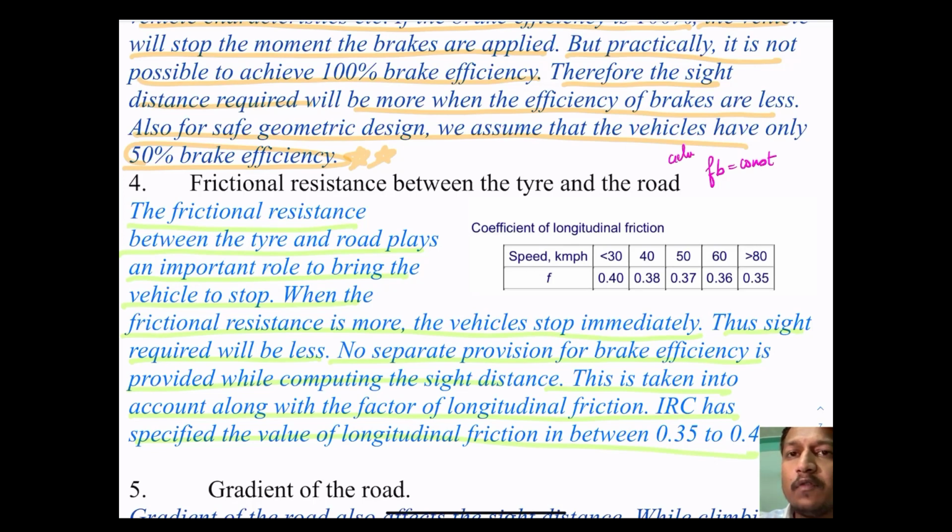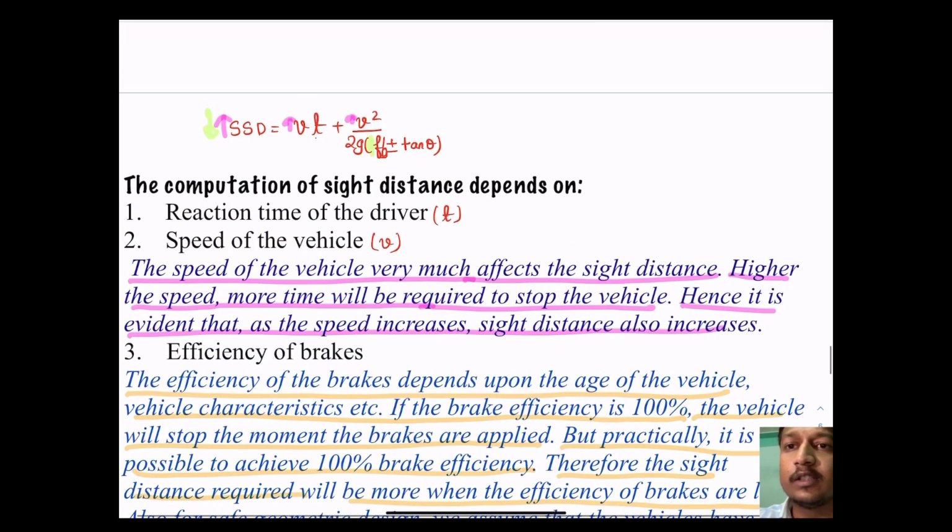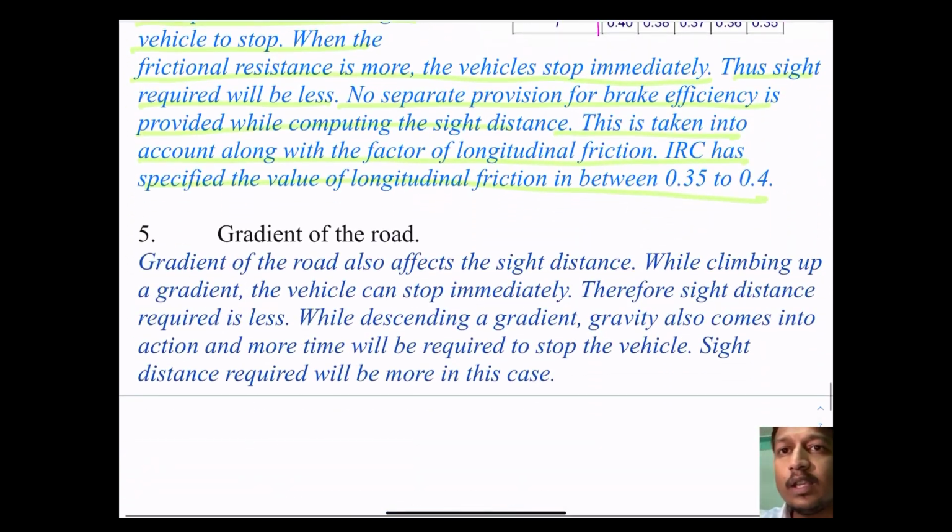Actually, the value of f is not taken ideal, it is multiplied by the braking efficiency. So whatever value I have written here, 0.35, or I showed you earlier also, 0.35 to 0.4, that is actually the f into b value. So the actual value of f: f into 0.5 is equal to 0.35. Therefore f is equal to 0.7. So actually we are underestimating the value, the actual value is 0.7, but we are taking the worst condition, that is braking efficiency 50%. Here I have shown you the value of f for calculating the SSD, different values of f for different speeds. So please remember this particular value also.